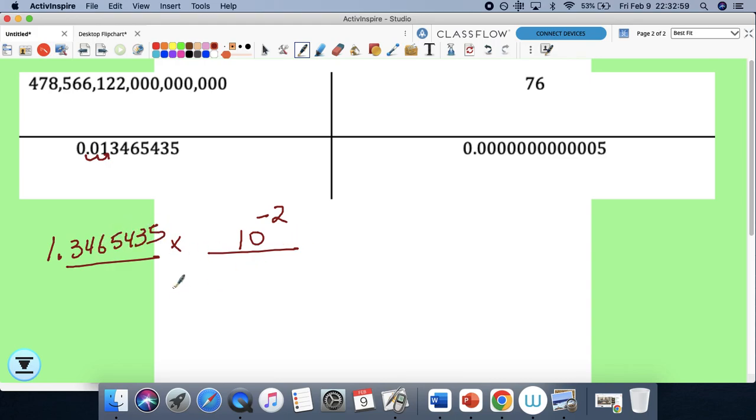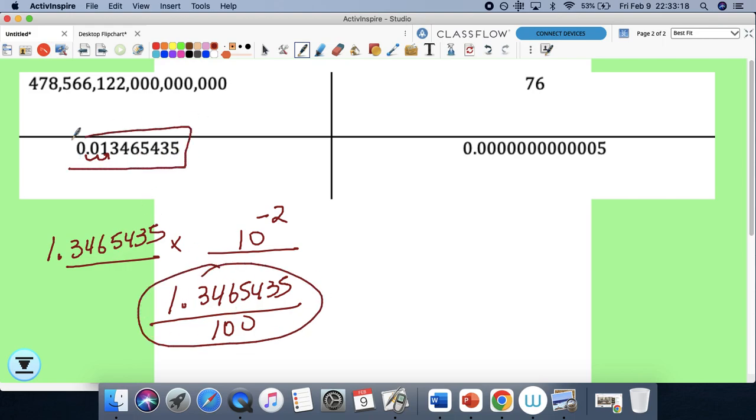Now, that's the same thing as 65435 divided by 100. Right, so think about what 10 to the negative second power is. Negative second power is dividing by 100, right? And this should give you the same answer. But our answer in scientific notation is this guy.